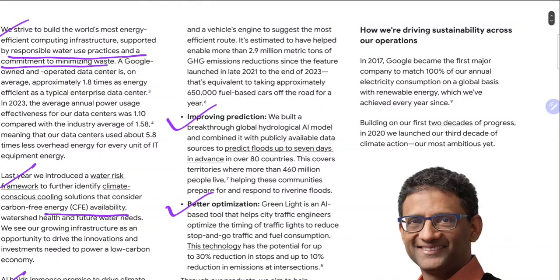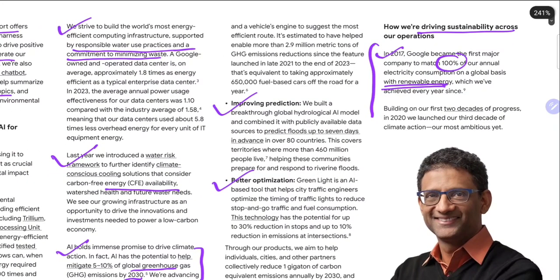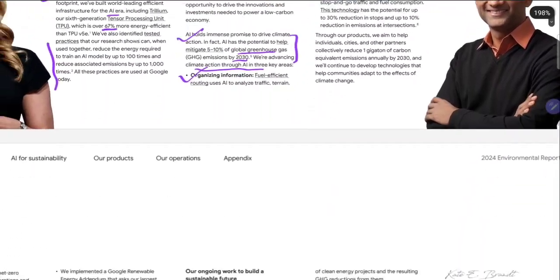And how we are driving sustainability across our operations, that information is also there. In 2017, Google became the first major company to match 100% of our annual electricity consumption on a global basis with renewable energy. So it's a very important statement by the senior leadership of the organization. So that's very important, students, to learn about it actually.